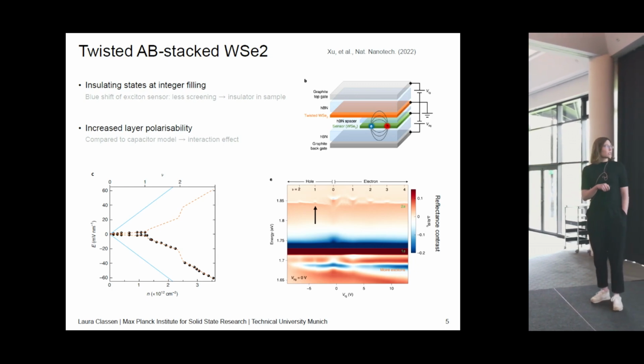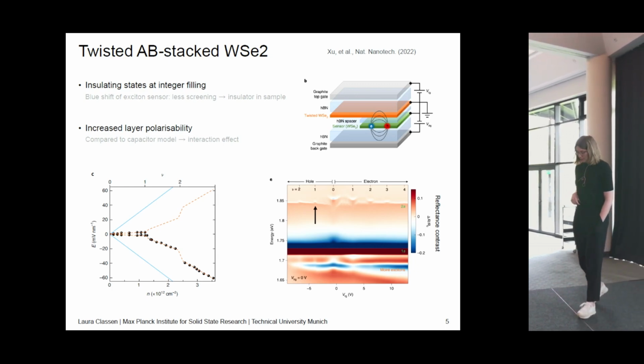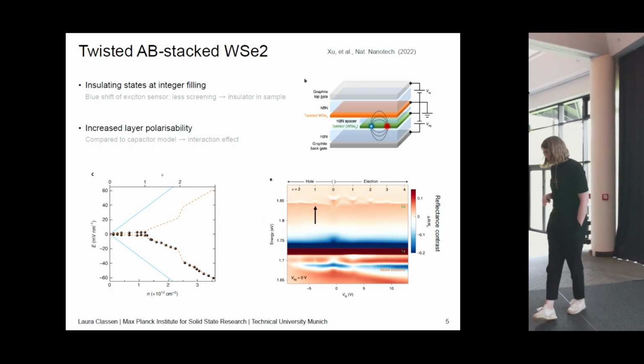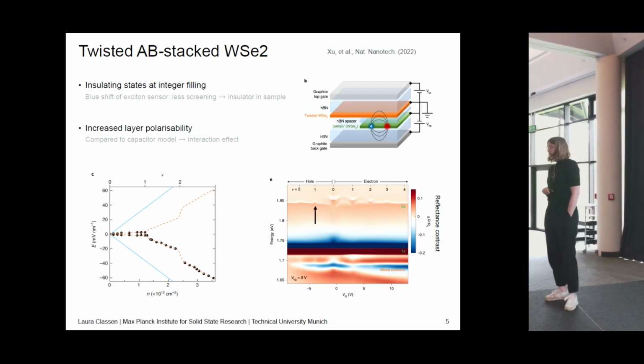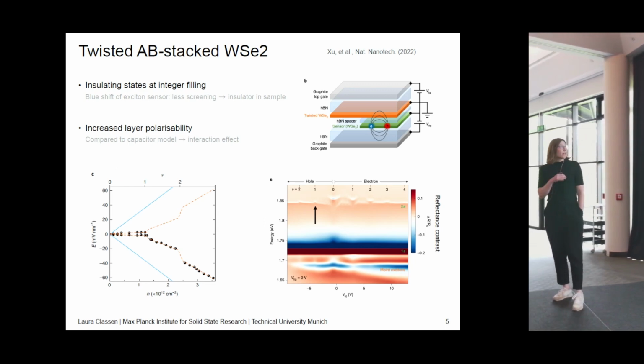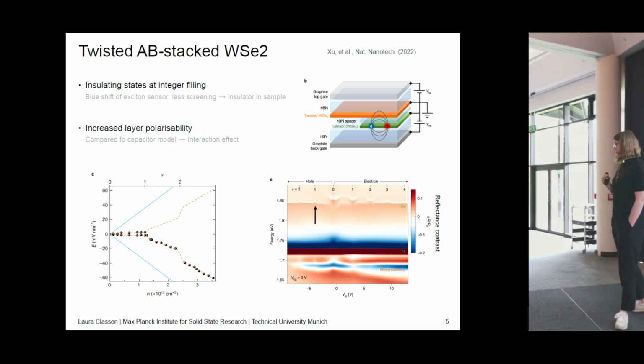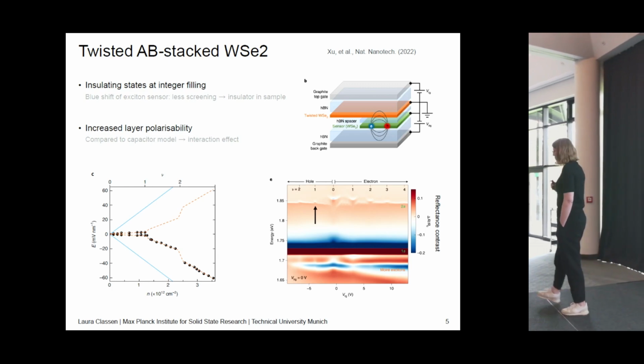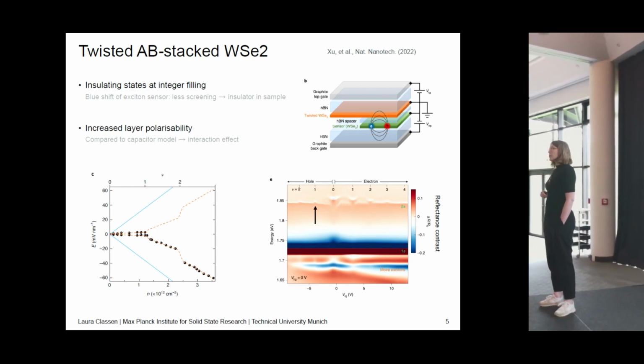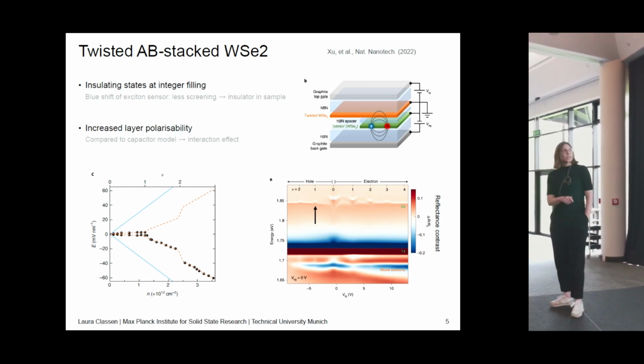And here you see the critical displacement field that was needed for saturation, one of the layers, and that one led to an increased layer polarisability that was measured compared to a capacitor model, and both of these effects point to strong interaction effects.